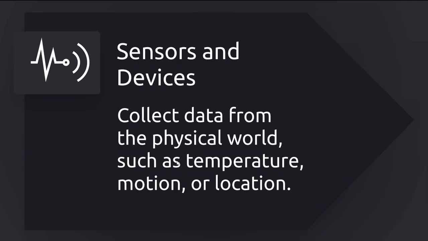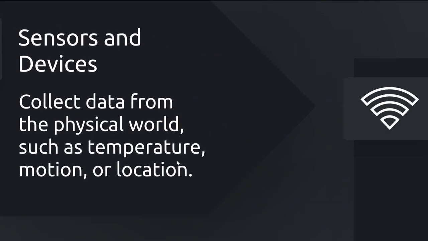First, sensors and smart devices collect data from the physical environment. These sensors may measure variables such as temperature, movement, location, humidity, heart rate, or air quality. Devices like smart thermostats, wearable fitness trackers, industrial machines, and vehicle sensors continuously generate large amounts of data.